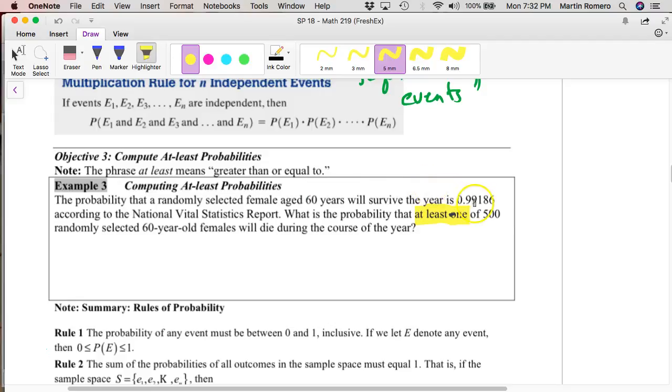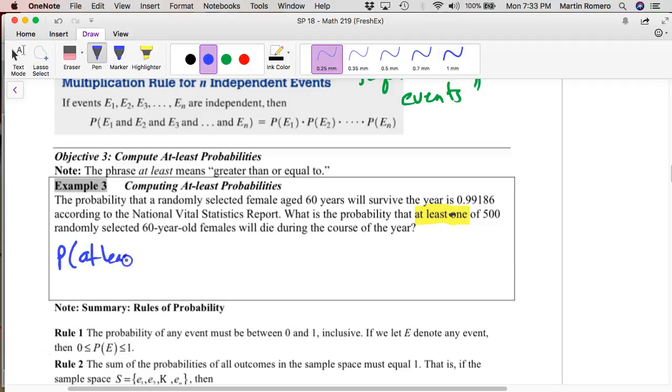Well, we know it's a 99.186% chance that you'll survive. But what's the probability that at least one will not survive the year? They're not going to make it. So in this case, the probability at least one dies, we're going to use the complement rule to do this, is 1 minus the probability that none die.